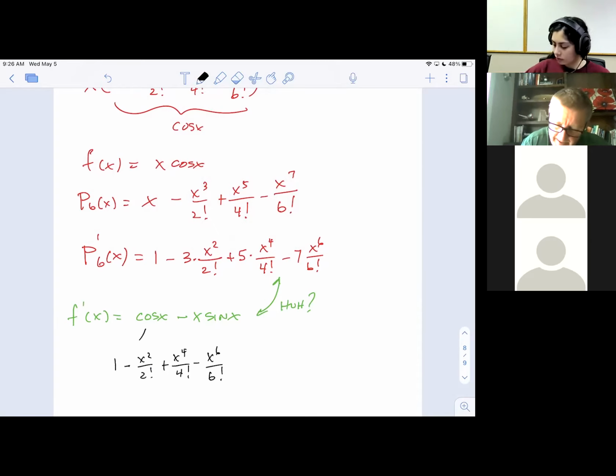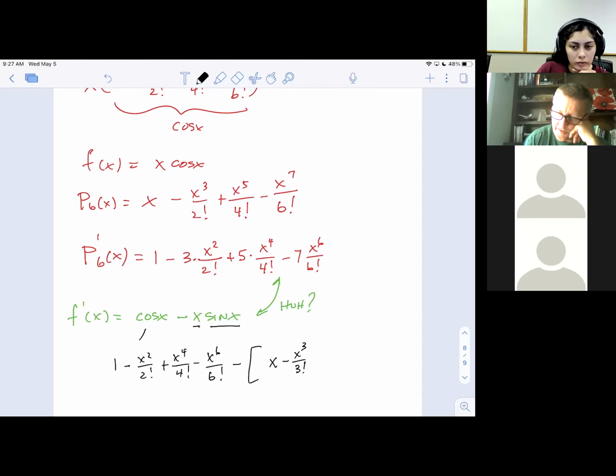And then minus x times sine, well, that's minus x times whatever sine's expansion was. Sine's expansion was x minus x cubed over 3 factorial plus x to the 5th over 5 factorial minus x to the 7th over 7 factorial and so on and so forth. But I got to multiply all of that by x still. So that means every one of these would grow another x. So x cubed would become x to the 4th, x to the 5th would become x to the 6th, x to the 7th would become x to the 8th.